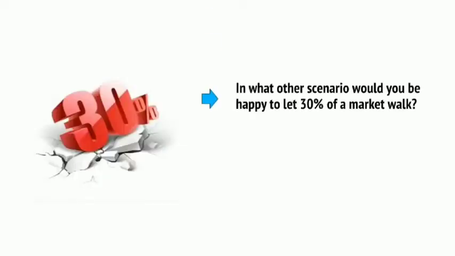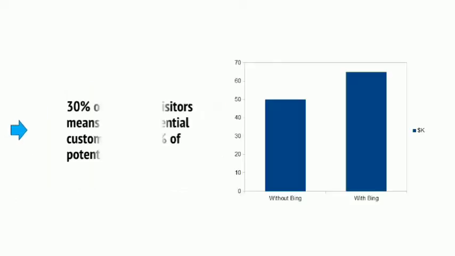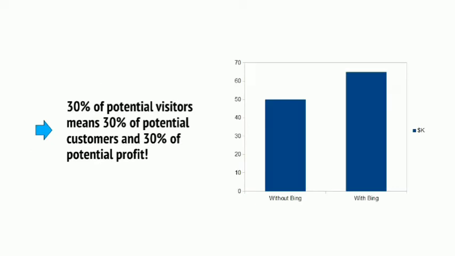Now ask yourself, in what other scenario would you be happy to let 30% of a market walk? If I told you that you could get 30% more visitors to your high street store by changing your shop name, you'd change it in a heartbeat. 30% of potential visitors means 30% of potential customers and 30% of potential profit. Instead of earning $50,000 a year from your website, you could be earning $65,000 a year just by paying attention to Bing. Now, that's a massive difference and a free holiday.